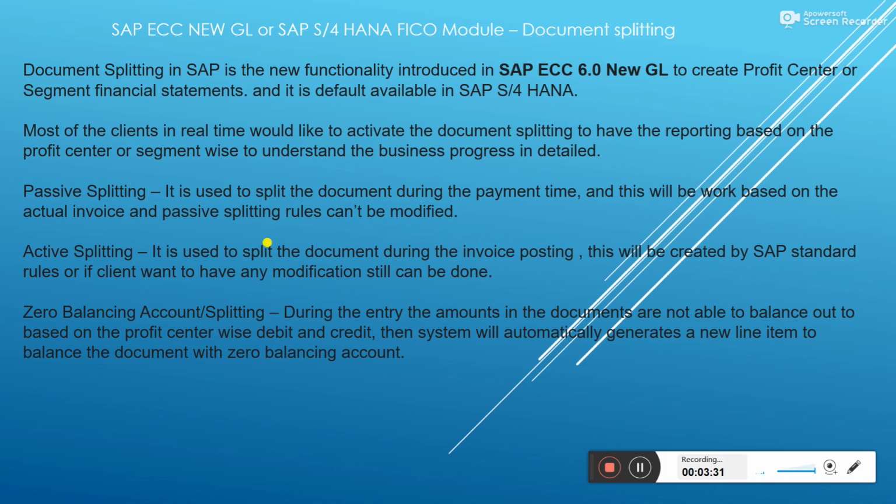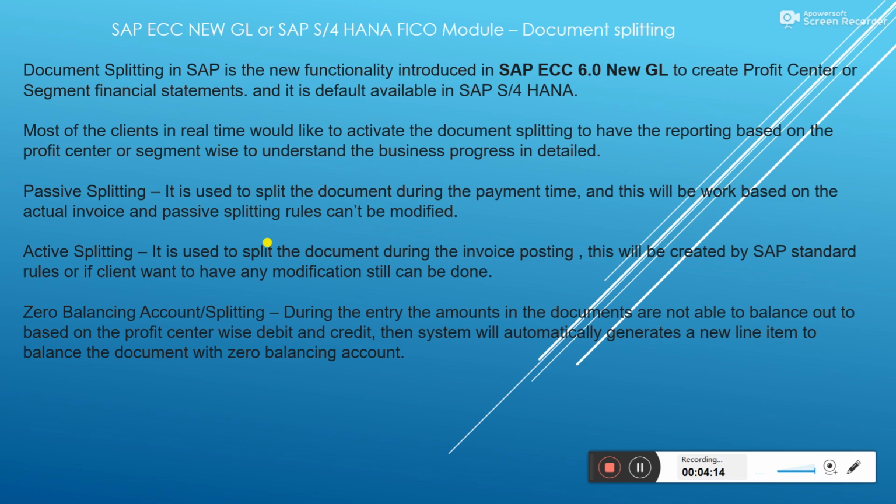When it comes to active splitting, here we define the predefined characteristics and the set of rules for the system to consider for the splitting at the time of invoice. When it comes to zero balance account splitting, the system has incorrect data in the sense that it could not match the line items in an invoice, debit wise or credit wise. If the system has some mismatch, at that time it will fetch the data and internally reclassify it as an entry through the zero balancing account which we define. With that it will have a reconciliation and it will post an entry.